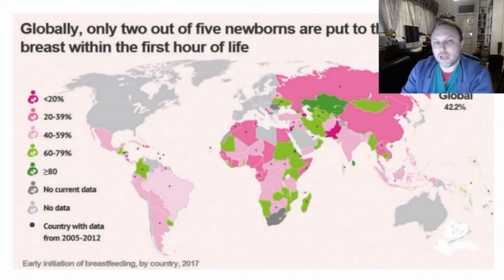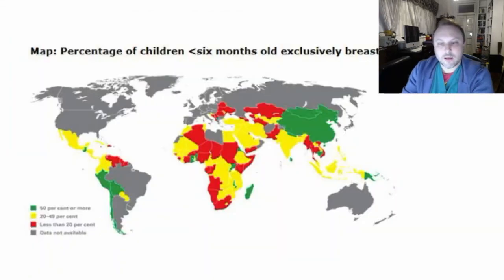And this is like low-hanging fruit. It's easy to encourage, and everything you need is there to initiate breastfeeding within the first hour. But then that's going to carry over into success for 6 months. So here you see the red colors are the worst colors. Less than 20% of children in the countries with red, and 20 to 50% in the countries with yellow, are actually breastfeeding exclusively at 6 months.